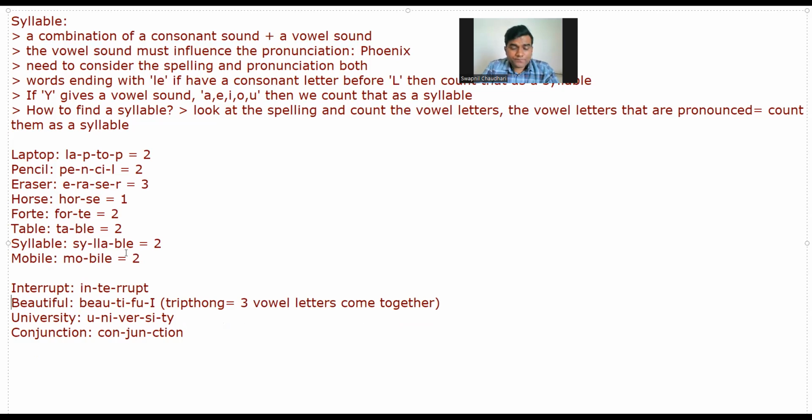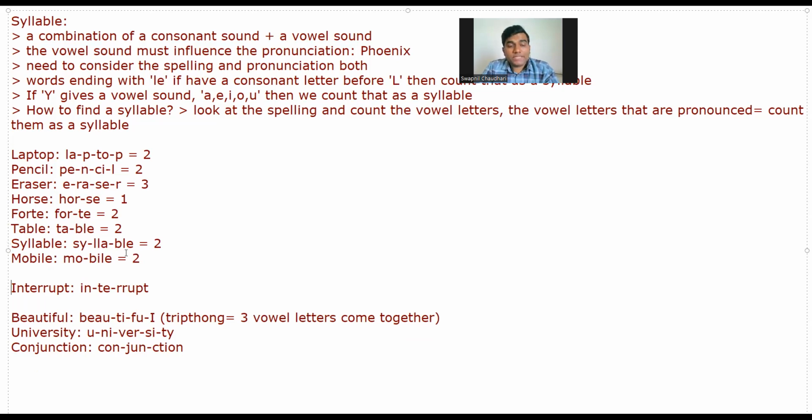Now our next word, interrupt. So let's quickly count the vowel letters. One, two, three, right? We have three vowel letters. Now, how many of them are actually pronounced? E, E, and then we pronounce this sound over here? Inter, inter, right? So this is the sound, and then we have this U letter. Do we pronounce it?